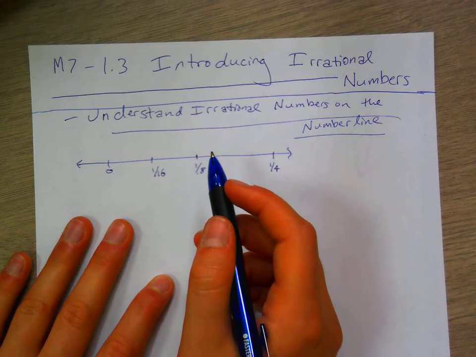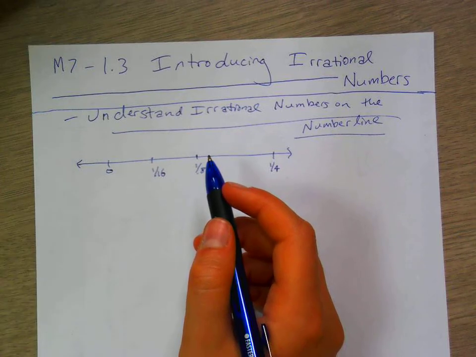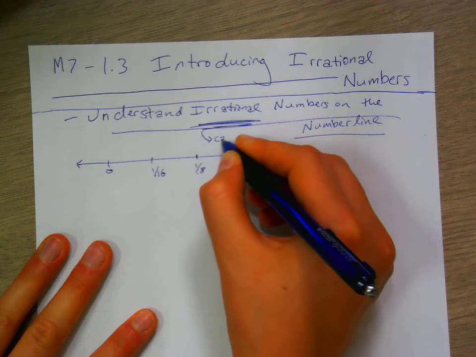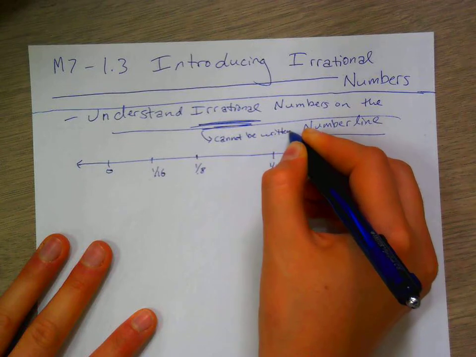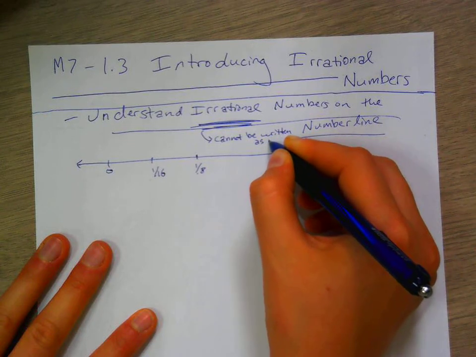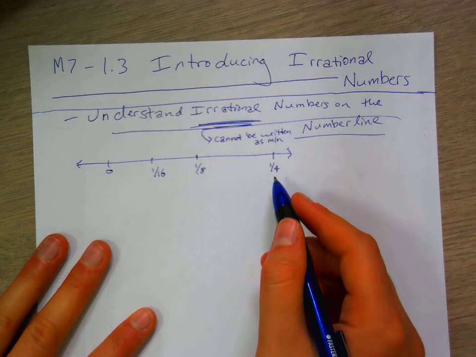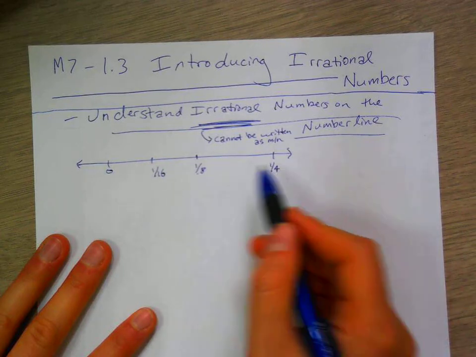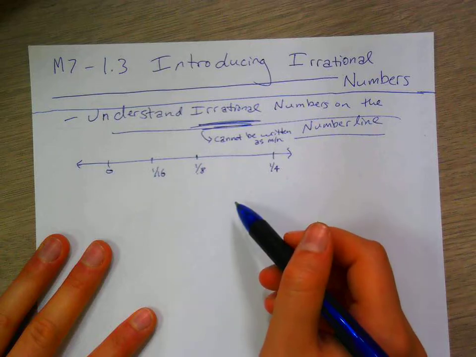So let's talk about what an irrational number actually is. An irrational number cannot be written as m over n. We're going to talk about how to find it on the number line here. So there's lots of holes. We have all these fractions, but there's holes in between them. And these are where the numbers that are irrational fit.